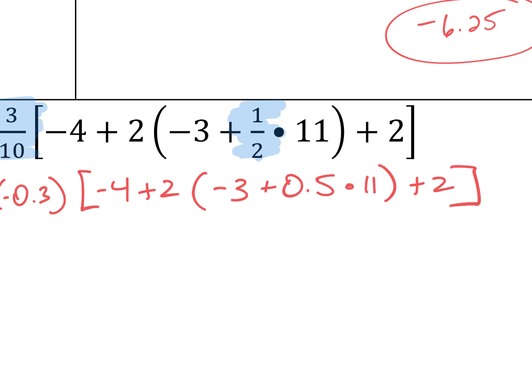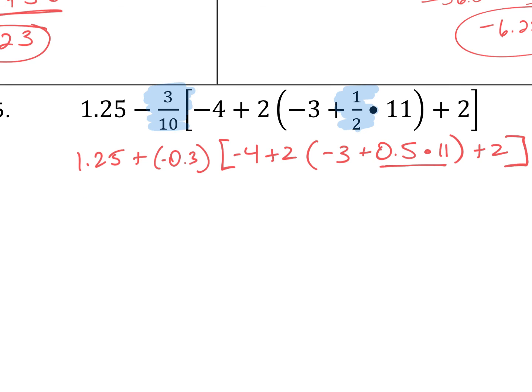In that grouping symbol, I have addition and I have multiplication. Well, according to our order of operations, multiplication comes first, so I'm going to start with that. But I need to make sure I keep rewriting what I have not used. Remember, we need that organization. Now, 0.5 times 11, well, that's just half of 11. So I know half of 10 is 5 and half of 12 is 6. So that means half of 11 is 5.5.